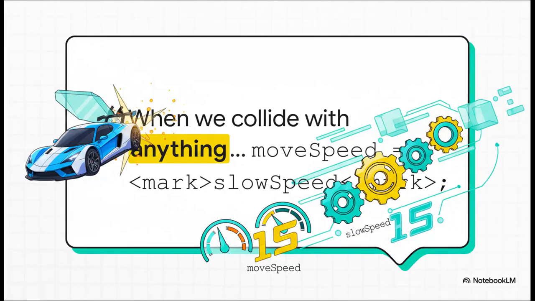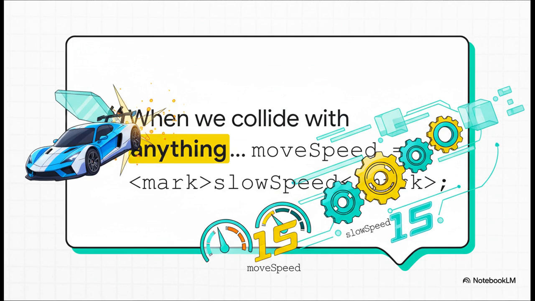And you know what's great? The code for this is even simpler than our trigger code. Back in our car script, we just add another one of these built-in Unity functions, onCollisionEnter. This function will run automatically the instant our car physically smacks into any other solid object that isn't set to be a trigger. And inside it, we only need one single line: moveSpeed equals slowSpeed.